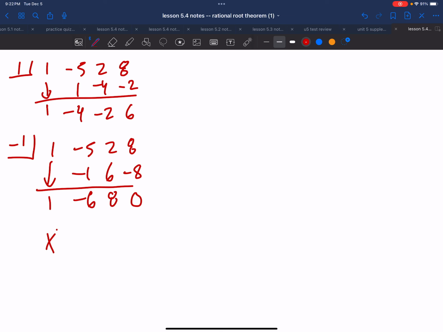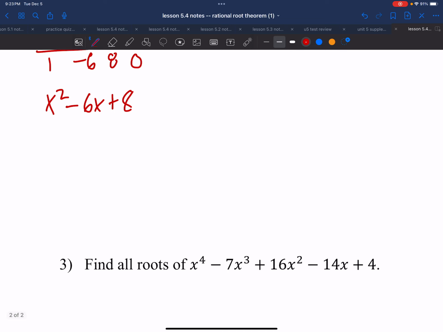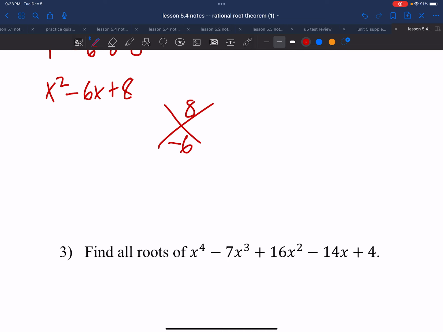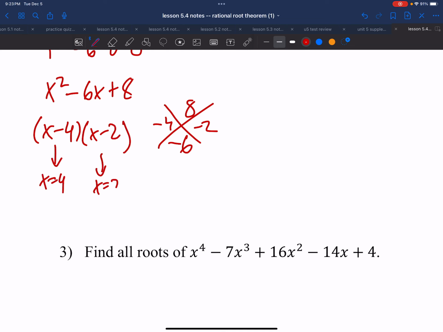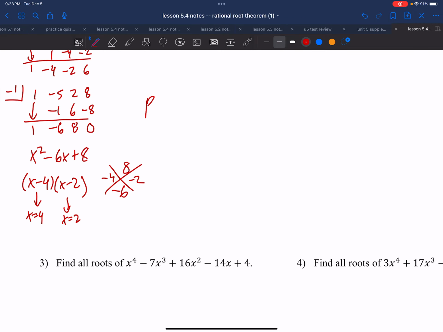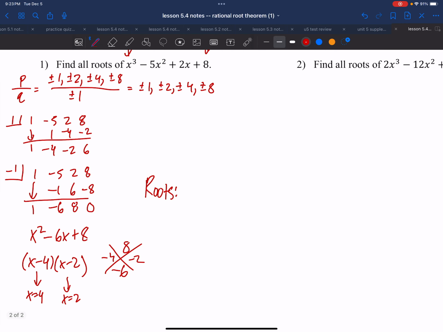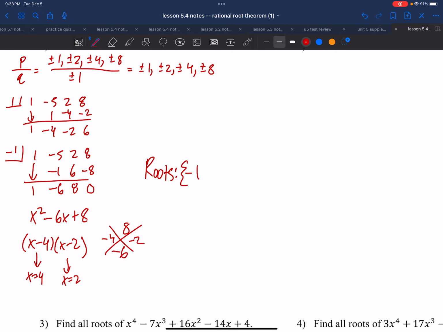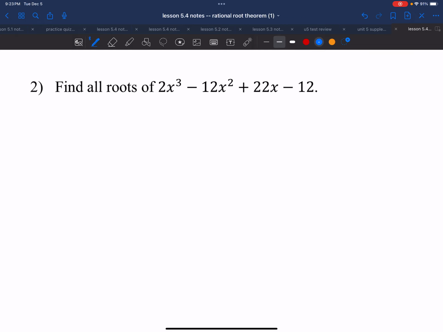So I have x squared minus 6x plus 8. And so we're going to factor. Here's 8, here's negative 6. What two numbers work? Negative 4, negative 2, which means this factors to (x minus 4)(x minus 2). So the roots are x equals 4, x equals 2. So I think I'm done, right? I found one root at negative 1 through the rational root theorem and testing with synthetic division. And then I found the other two at 2 and 4. And that's it. There's my roots. Ta-da. Okay. Let's look at number 2.